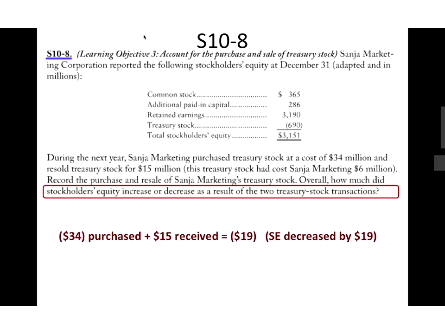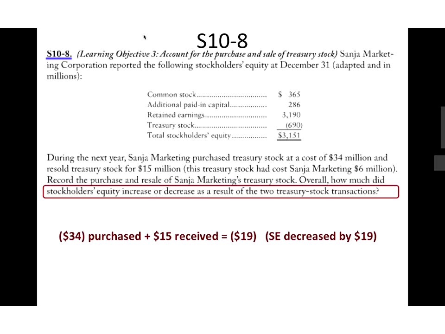And then 15 was what we received from selling the treasury stock. And what I received, I meant the treasury stock plus the paid-in capital added together. And so the overall stockholders' equity, and I abbreviated it SE here, decreased by $19 million by these two transactions. Because treasury stock, the cost of it reduces stockholders' equity. When we resell it, whatever we resell it for, increases stockholders' equity.